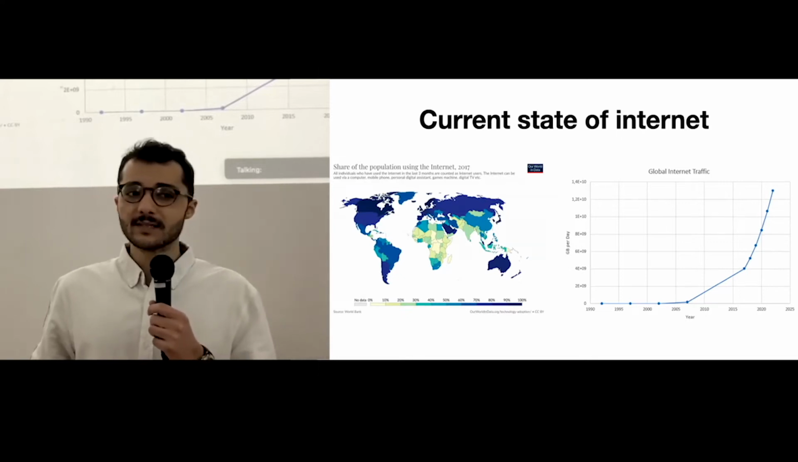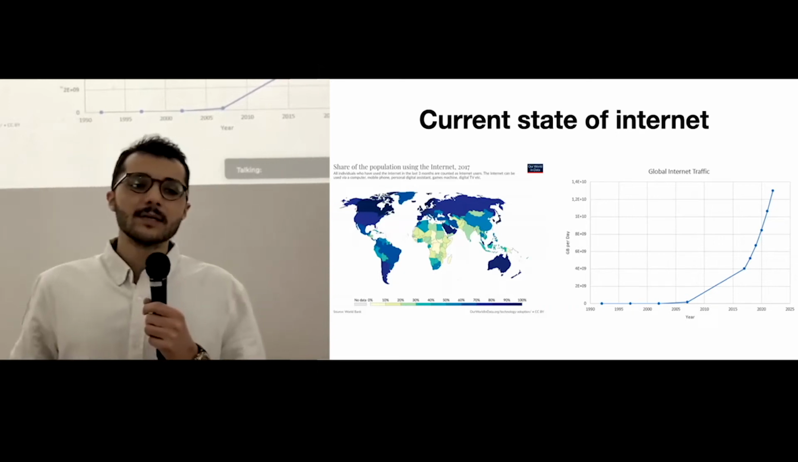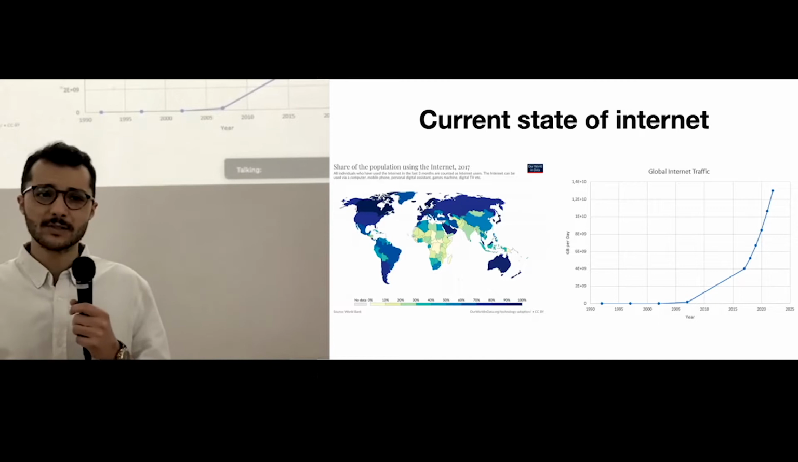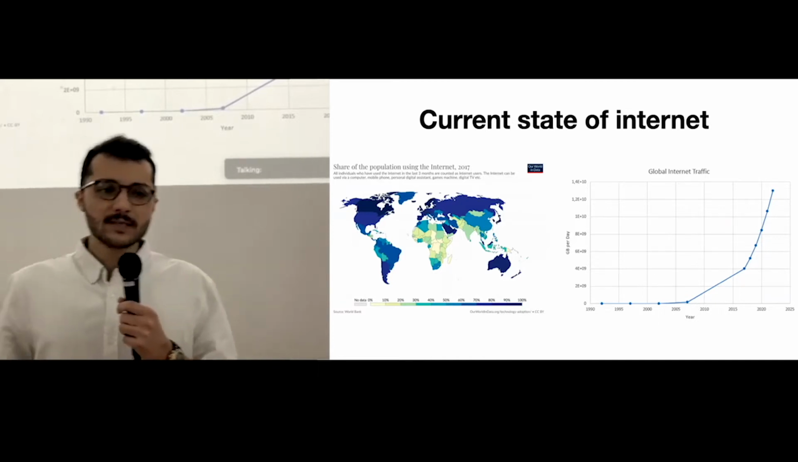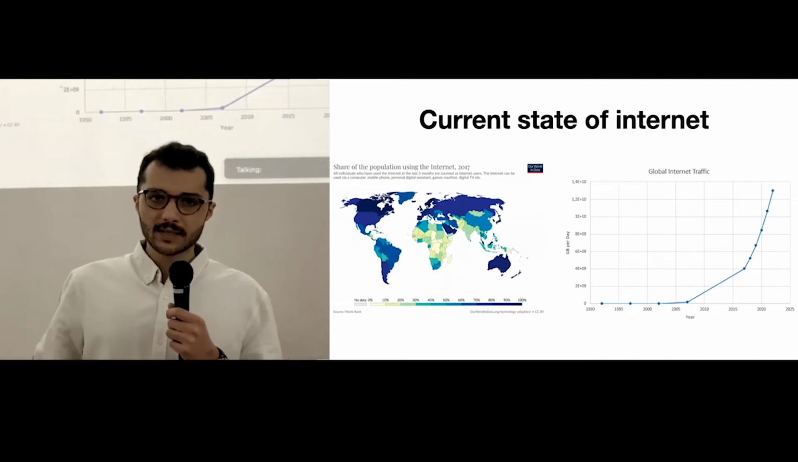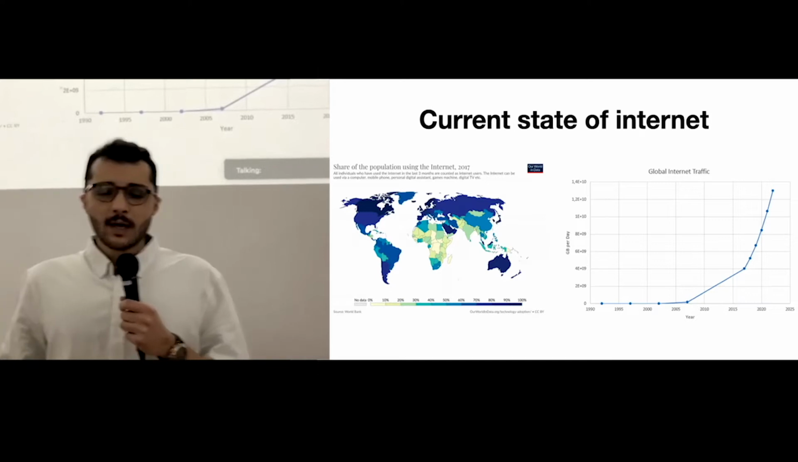But traffic is increasing at an exponential rate, which is not surprising, but it's putting a strain on the network and increasing congestion. Although the speed is increasing, because how we approach the problem until now is by just adding capacity. So physically improving our networks more and more.